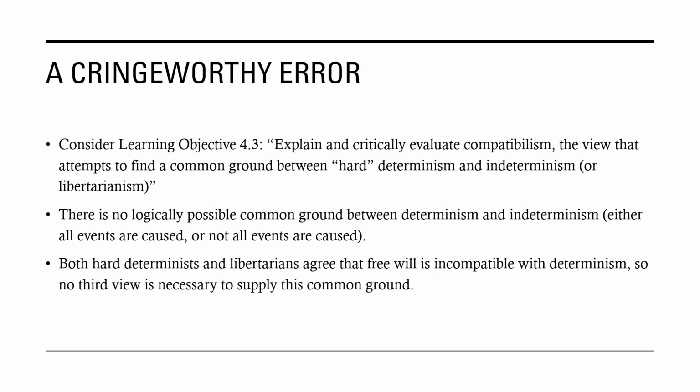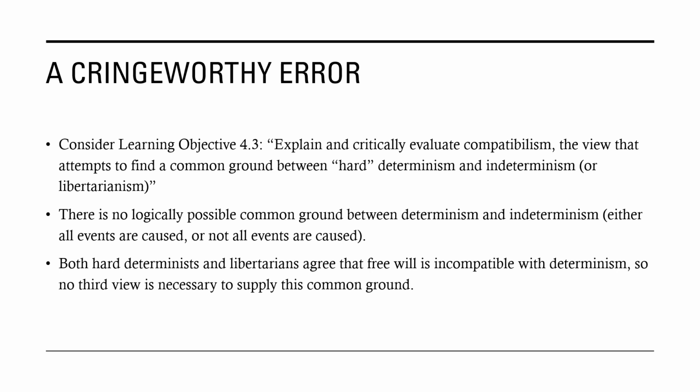And so instead, if you want to read this as finding common ground between hard determinists and libertarians, then that's already done. You don't need a third view for that. Both hard determinists and libertarians agree that free will is incompatible with determinism. It's just that hard determinists think that free will is incompatible with determinism and that determinism is true, and libertarians think that free will is incompatible with determinism, but that determinism is not true. So again, no third view would be necessary to supply that common ground.